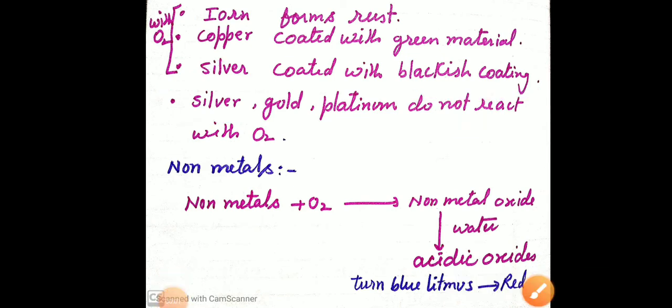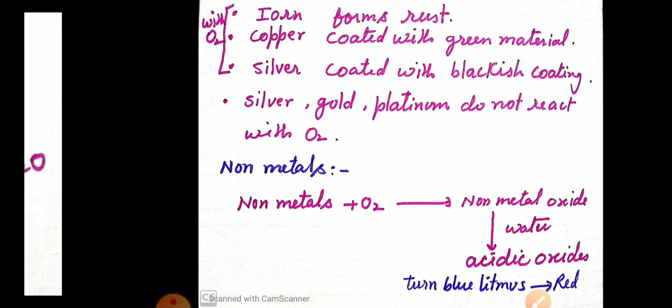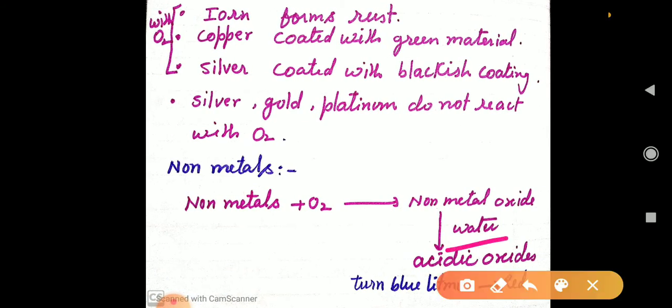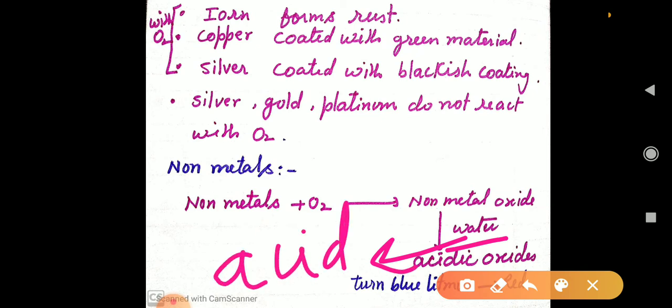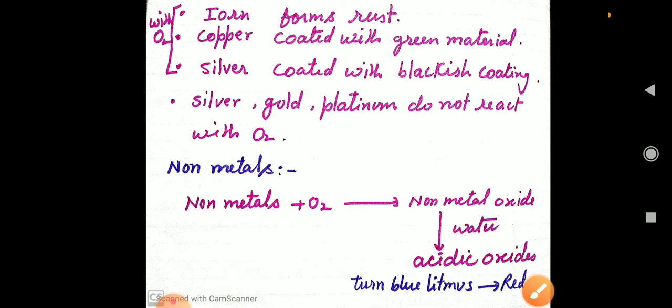Non-metals with oxygen give non-metal oxides, non-metallic oxides, and these are acidic oxides. When they dissolve in water, they form acids. They are already acidic in nature, and with water they form acids. Now next, it turns blue litmus to red because with water it forms an acid, and acid converts blue litmus to red.